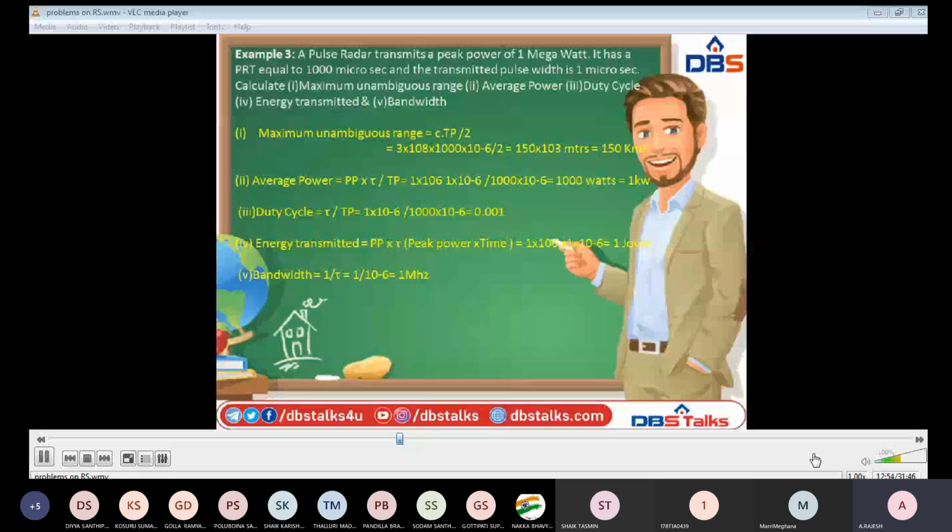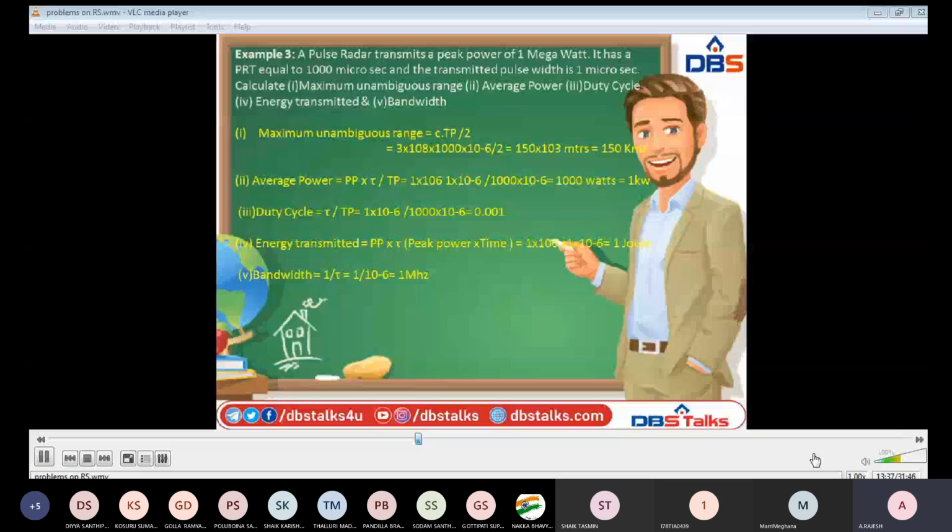As we have already seen in the first example, we have calculated maximum unambiguous range. Maximum unambiguous range is equal to C into TP by 2. What is the TP value? 1000 microseconds. C means standard velocity of light, that is 3 into 10 to the power of 8, into 1000 into 10 to the power of minus 6, by 2, which will be equal to 150 into 10 to the power of 3 meters, and it will be equal to 150 kilometers. That means maximum unambiguous clear signals can be obtained up to 150 kilometers.